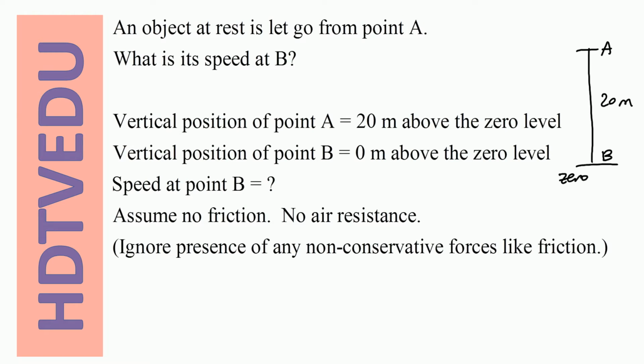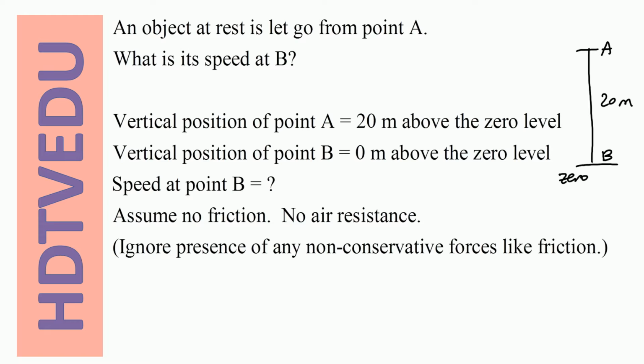An object at rest is let go from point A. What is its speed at point B? The vertical position of point A is 20 meters above the zero level. The vertical position of point B is equal to 0 meters above the zero level. The speed at point B is what we are asked to find.